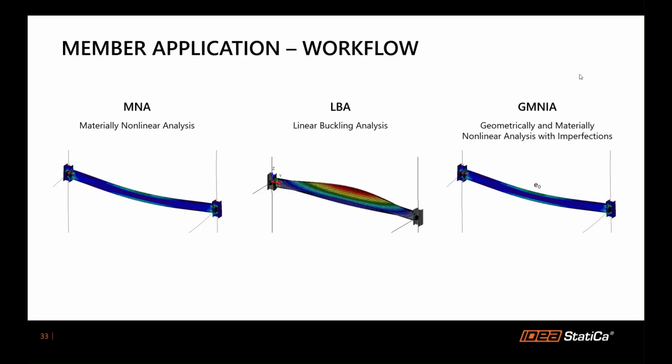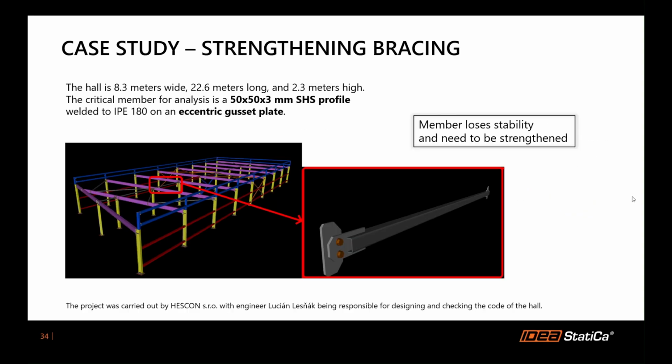What's more, additionally, you can perform the GMNIA, which is a geometrical and material nonlinear analysis with imperfections. So from the linear buckling analysis, you apply the imperfection on that shape and then add the load again and then, including second order effects, perform the GMNIA.